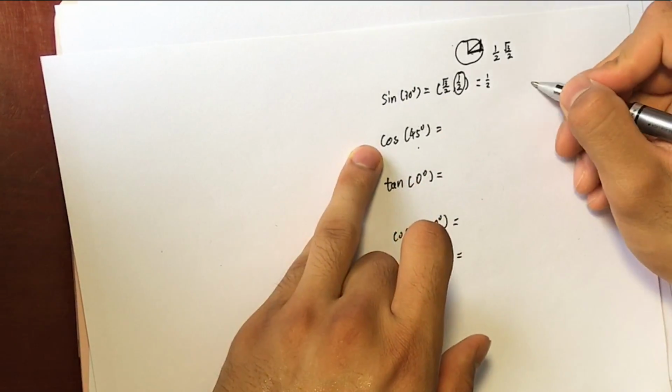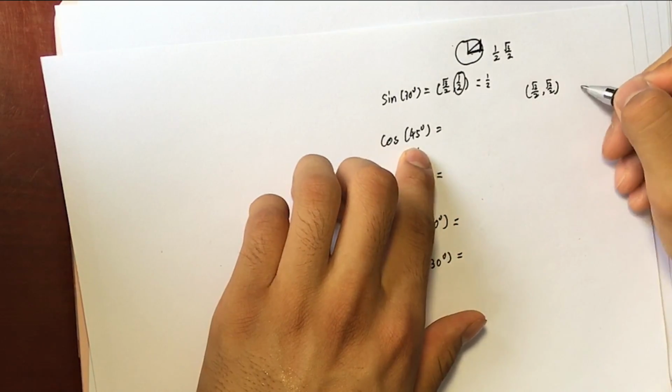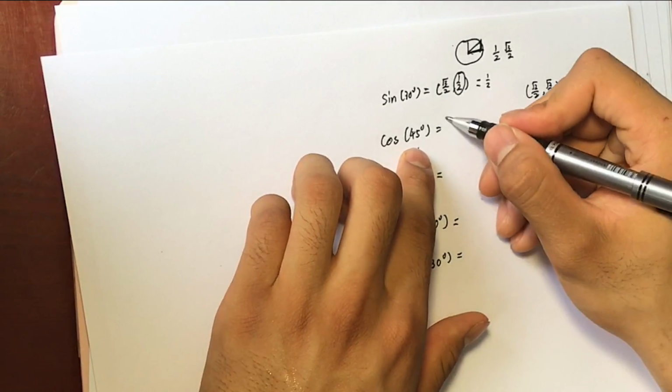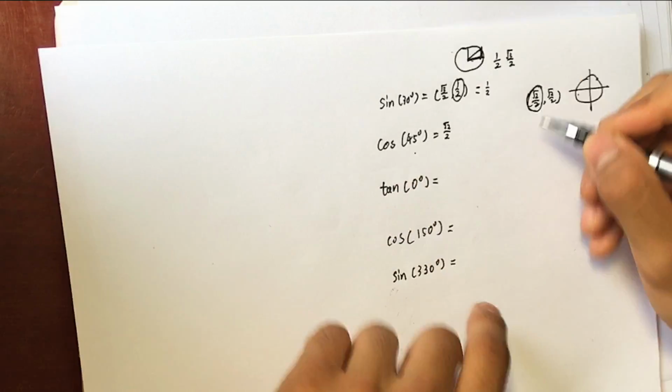Quick, very quick. Cosine 45. Well, 45, you know, is both root 2 over 2 and root 2 over 2. Cosine 45 degrees is in your first quadrant, right here. So root 2 over 2. Cosine is your first value, first number, so root 2 over 2.